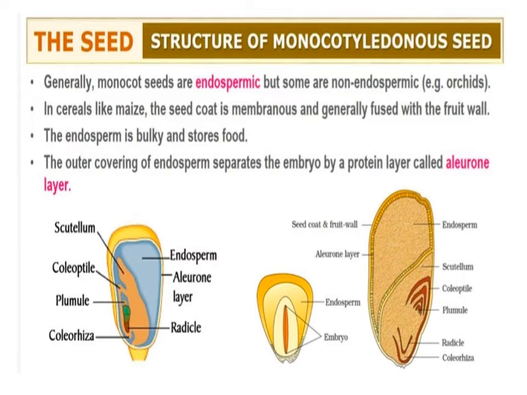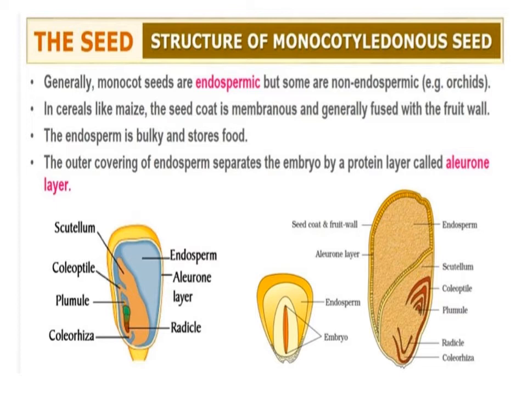Structure of monocotyledonous seed or maize grain. In the seeds of cereals such as maize, the seed coat is membranous and generally fused with the fruit wall. Such single-seeded fruits are called grains. Generally, monocotyledonous seeds are endospermic, but some, for example orchid, are non-endospermic, that is, without endosperm. The endosperm is bulky and stores food.